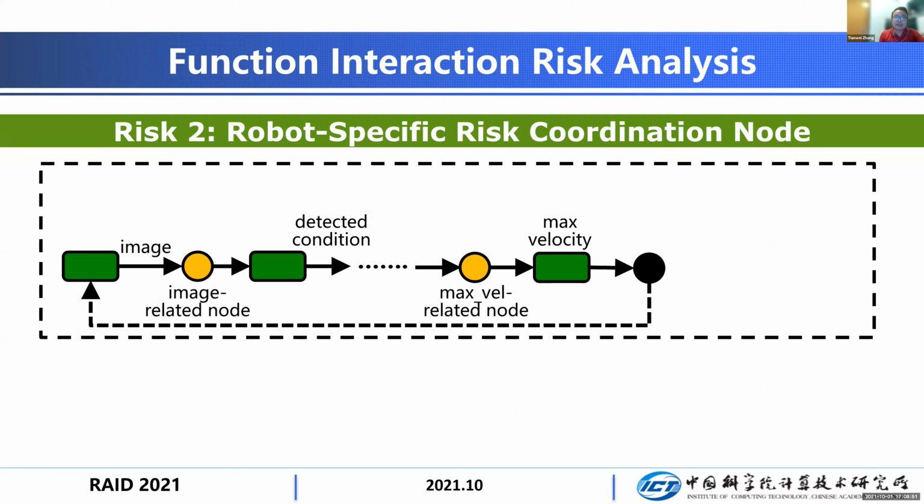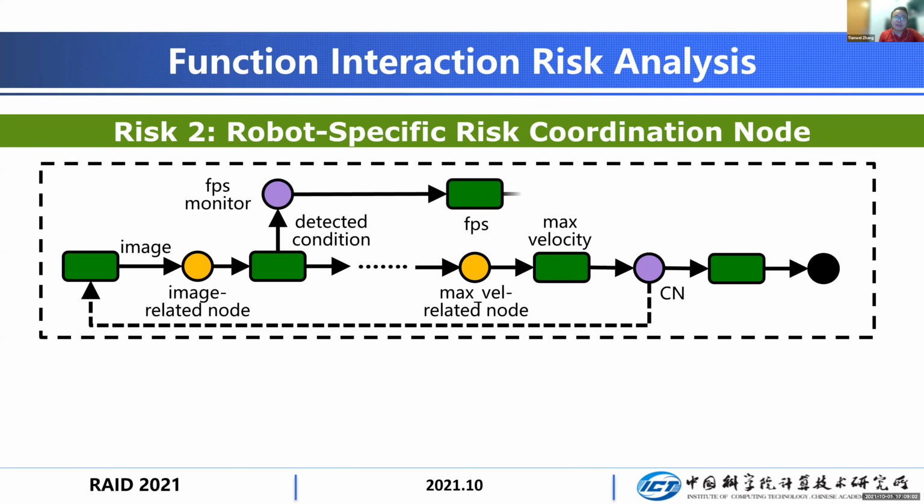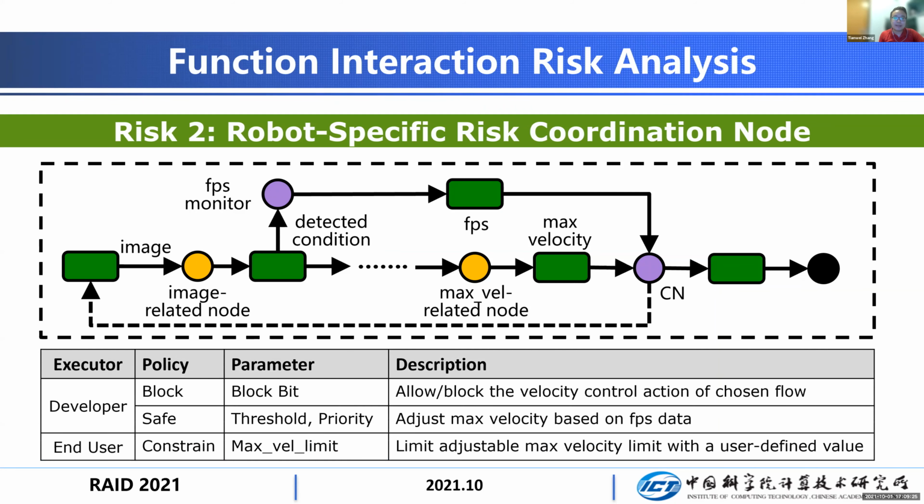For the second risk, which is the robot-specific risk, we insert two coordination nodes. The first one is after the max velocity related nodes, and the second one is after the image related nodes. These two nodes will inspect messages from the max velocity related node and the image related node to make sure that they will not affect the robot device. We also provide a set of rules for the risk regulation, like to block or to adjust the velocity.